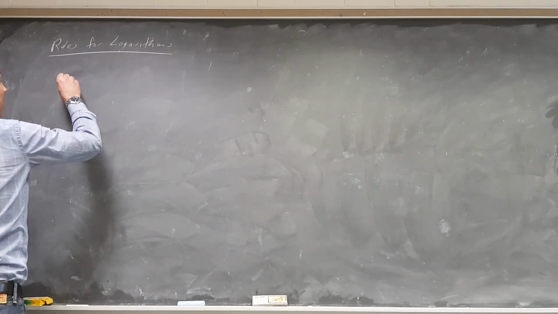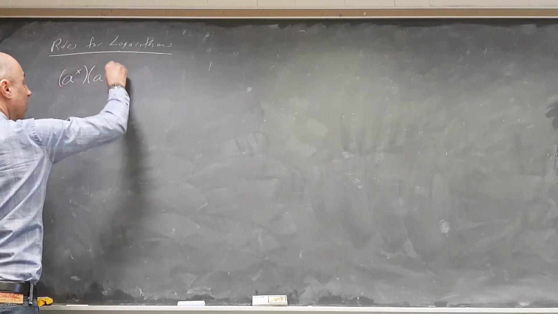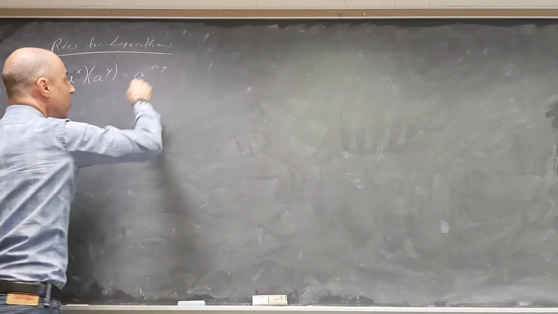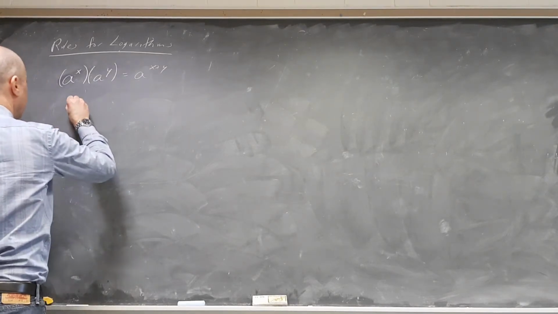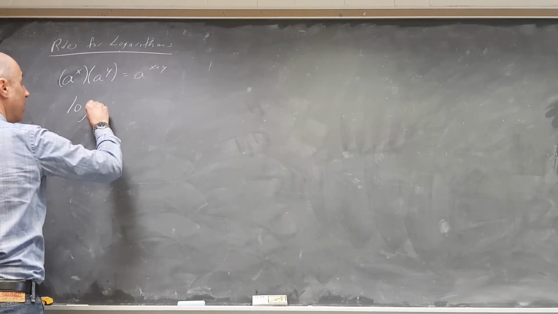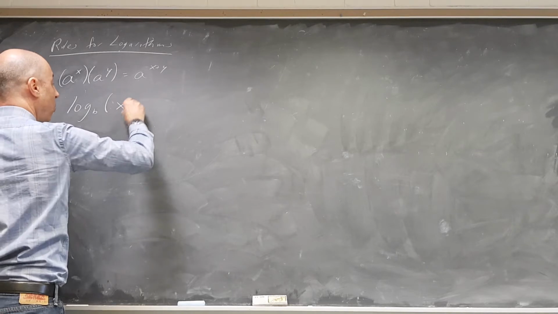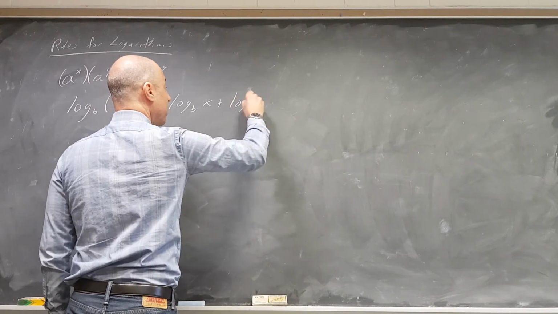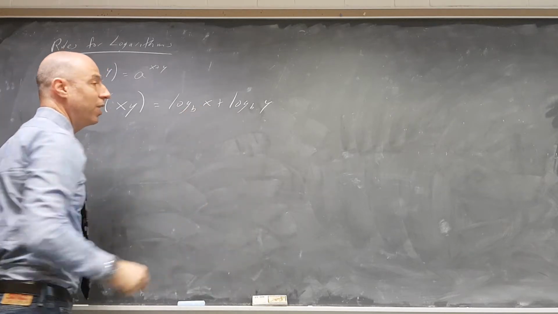So we know that exponentiation turns multiplication into addition. For logarithms, it's the reverse. Log base b of xy equals log base b of x plus log base b of y. Logarithms turn multiplication into addition.